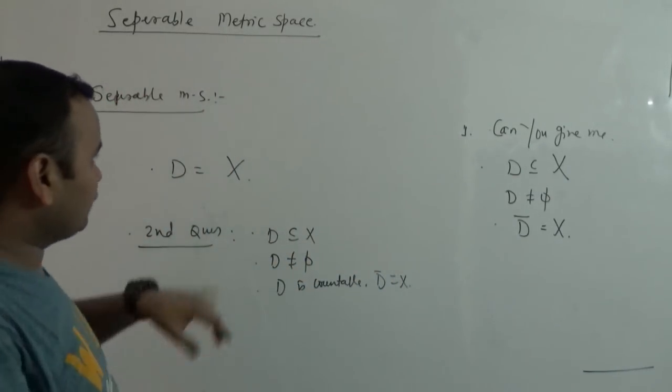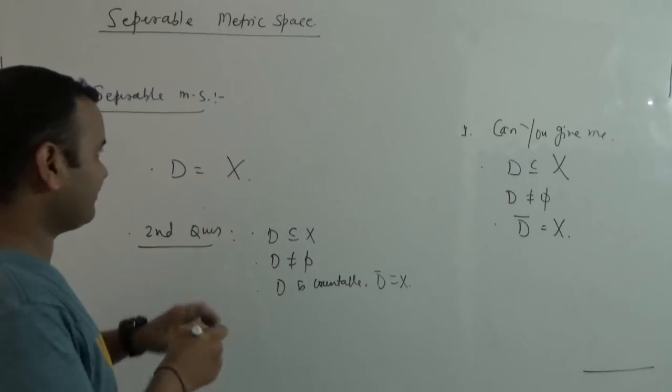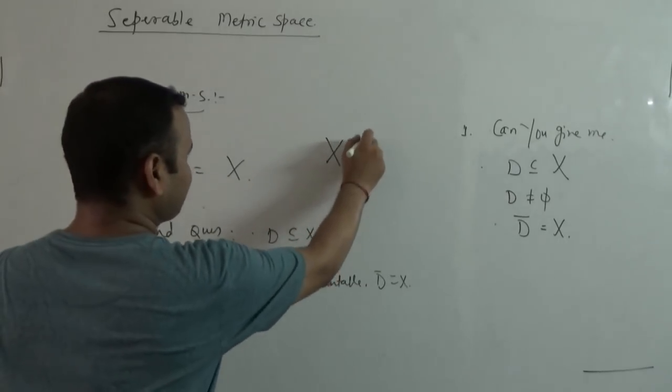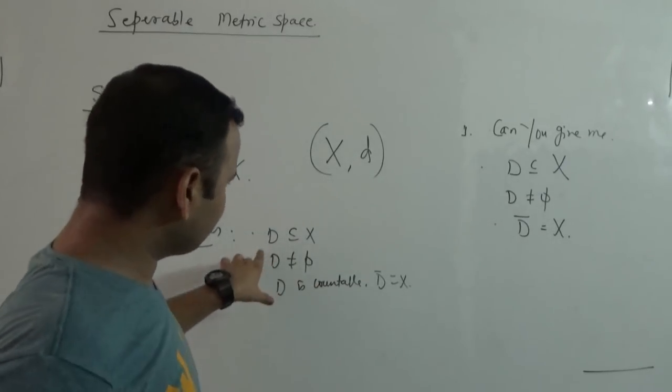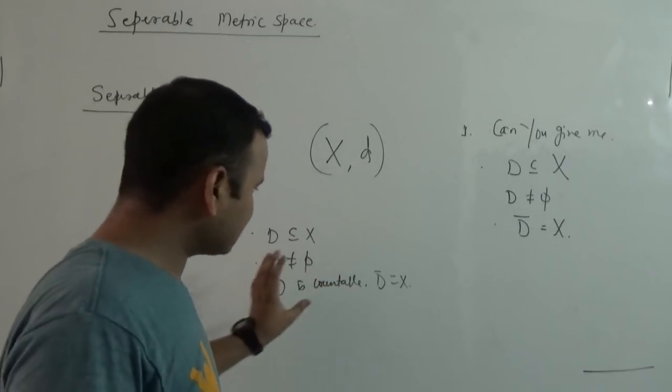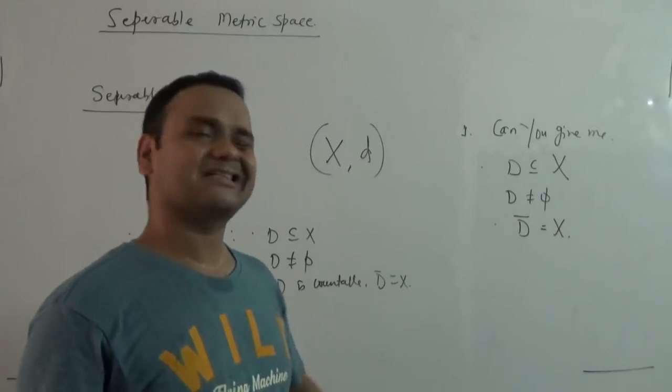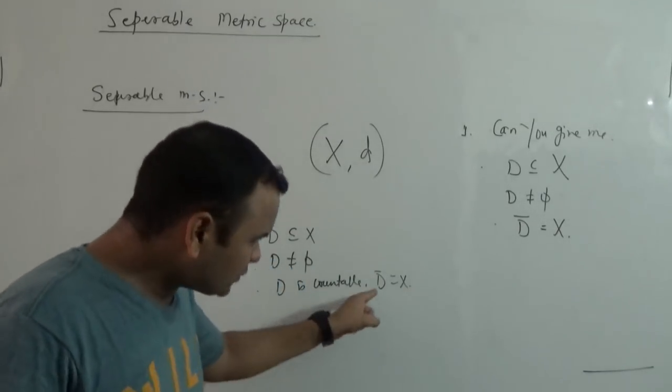Correct? You have a metric space X with a metric d. My question is very simple to you. Can you give me a non-empty subset of X which is countable and whose closure is equal to X?